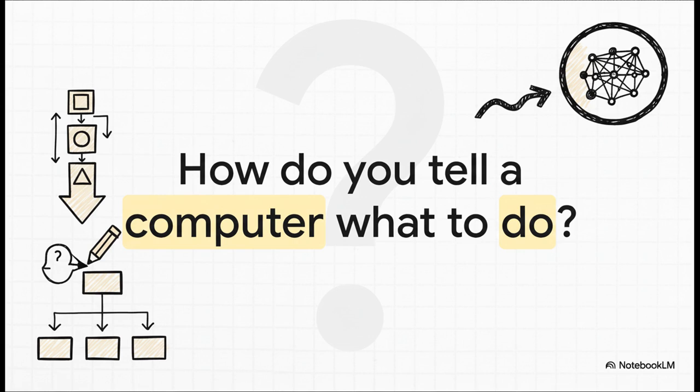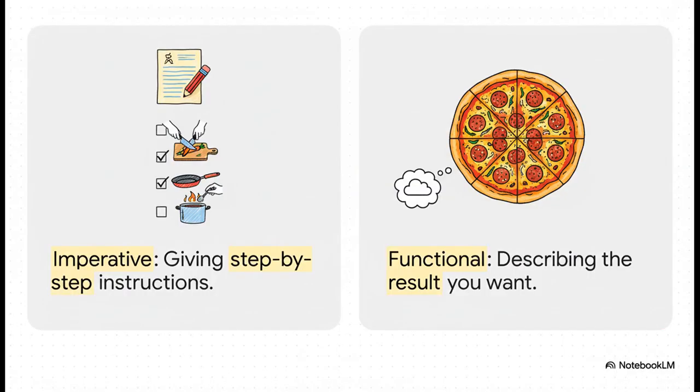There's this whole other way to approach it, a way that's less about the individual steps and way more about the final result. And that really is the core of what we're talking about today. On one side, you've got the imperative approach. Think of this like giving a chef an incredibly detailed recipe.